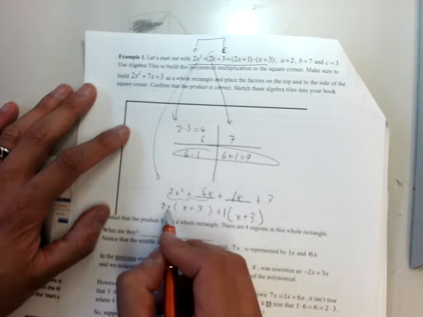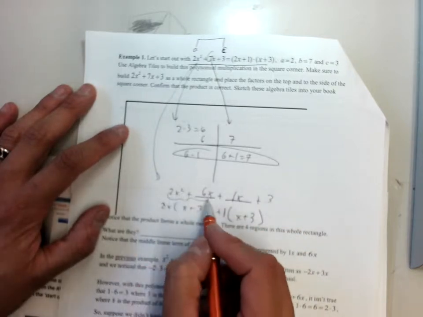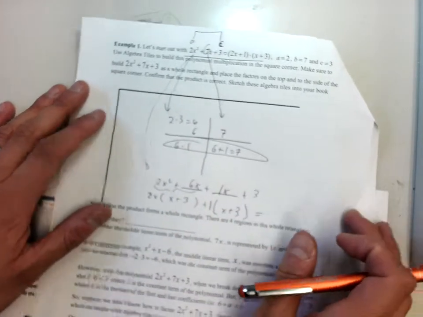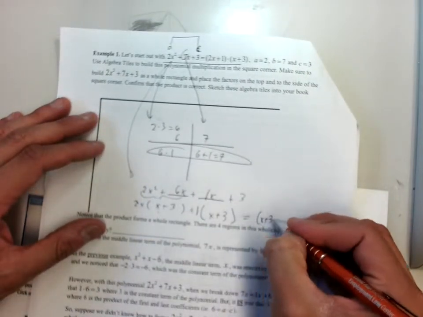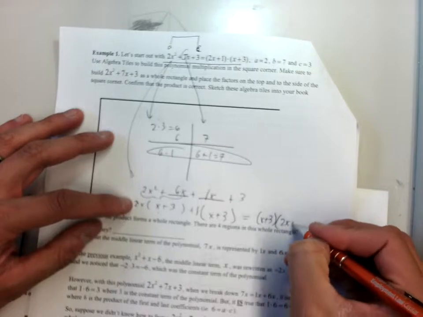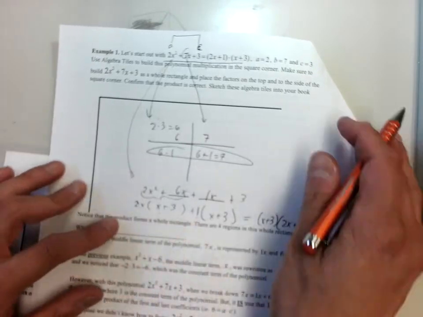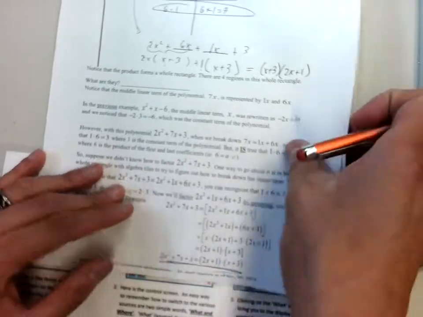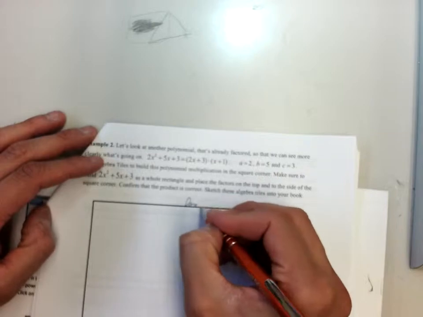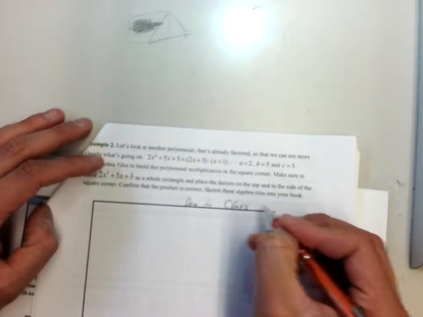Double checking, 2x times x is 2x squared, 2x times 3 is 6x. Next, we pull out the x plus 3, because that's common to both of these. So I get x plus 3 times 2x plus 1 here, which is what we have at the bottom and at the top. Next one over here, we did this one in class, so we may skip.